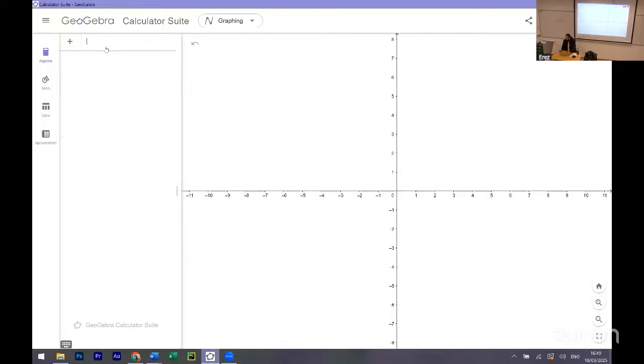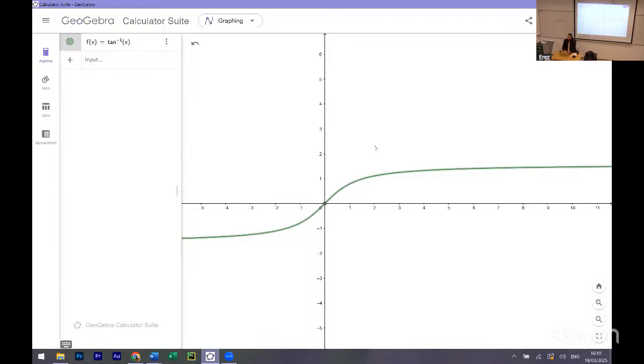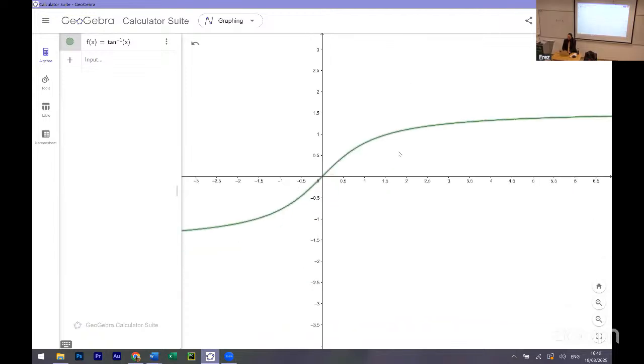Take the function arctan of x. Well, we will learn about this function in the future, but for now I'm just drawing it. That's the inverse function of tangent x. So it has an asymptote in the infinity direction. When x tends to infinity, the arctan function tends to this y value, which is y equals pi over 2.